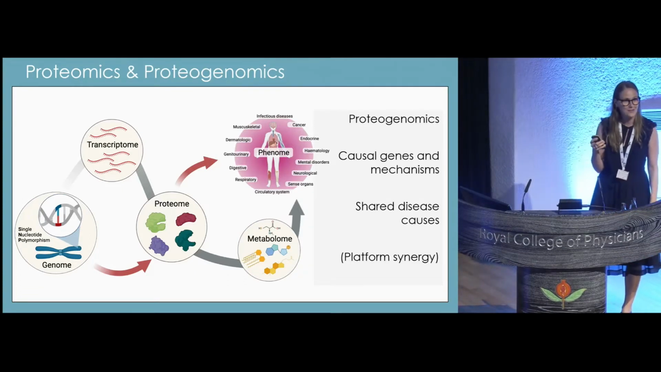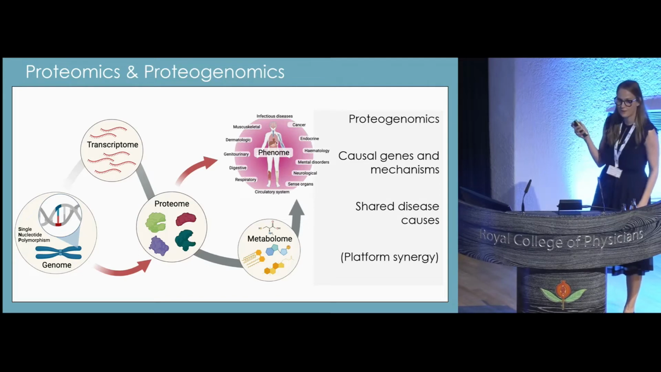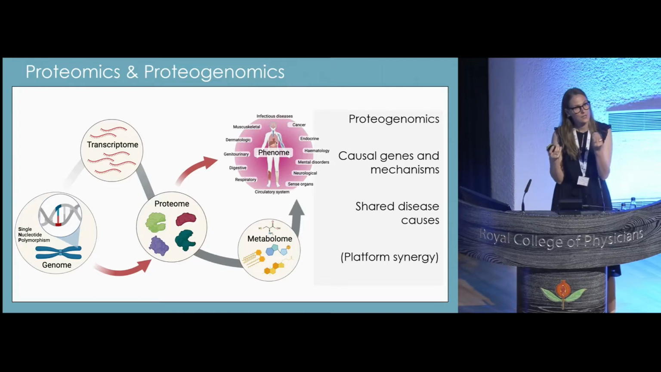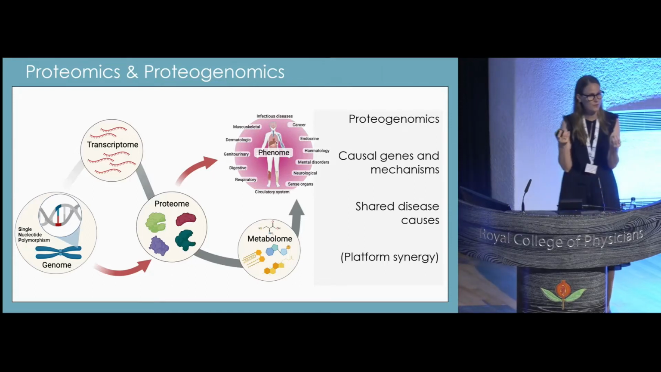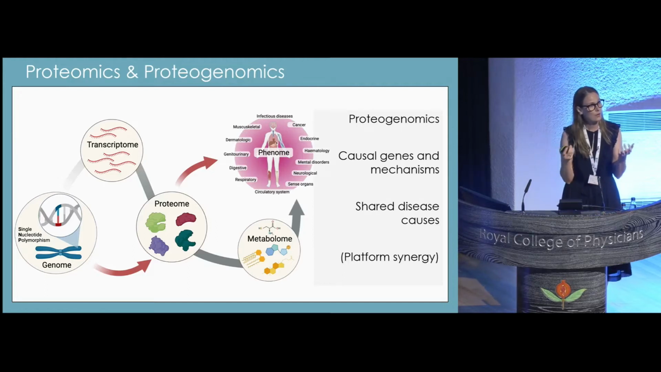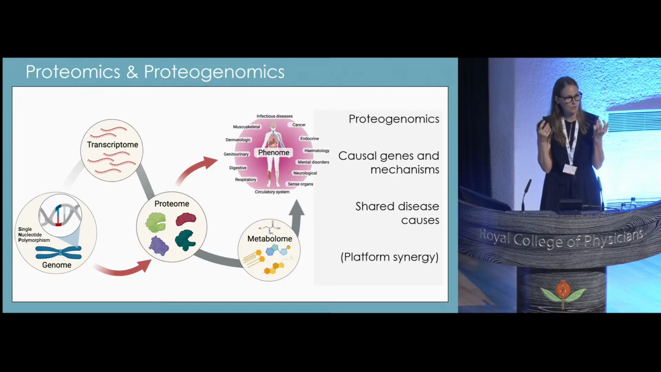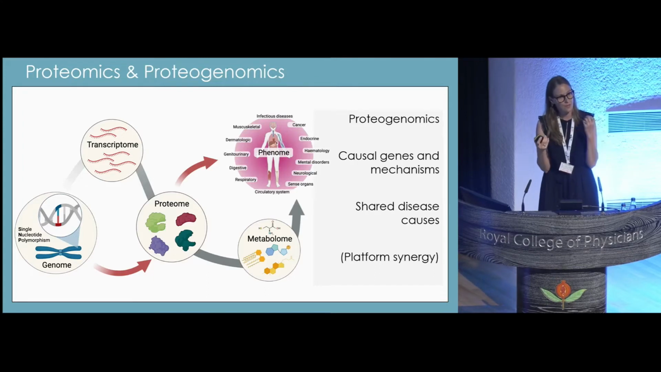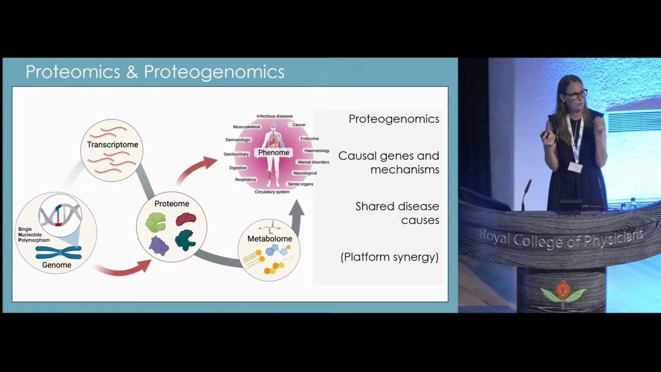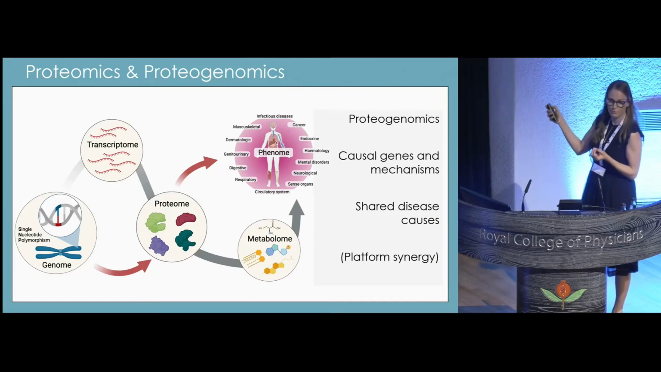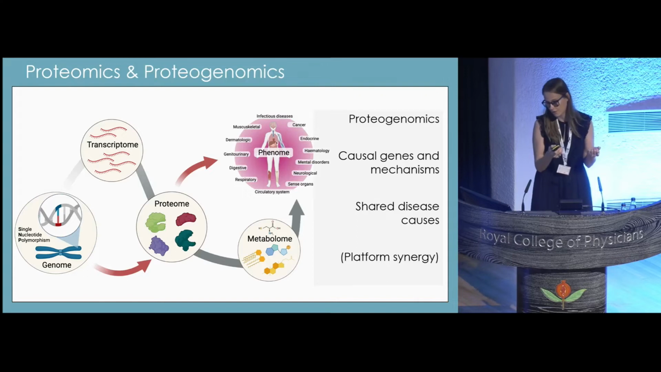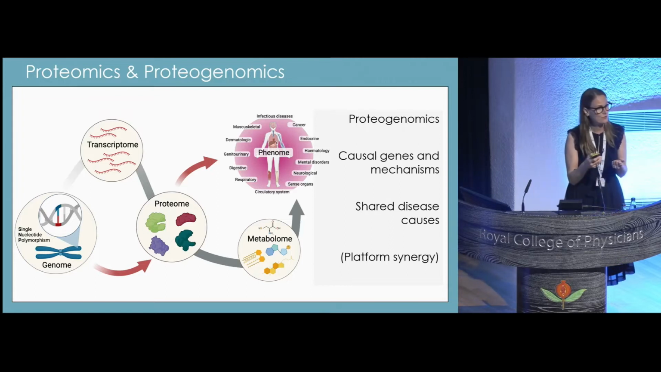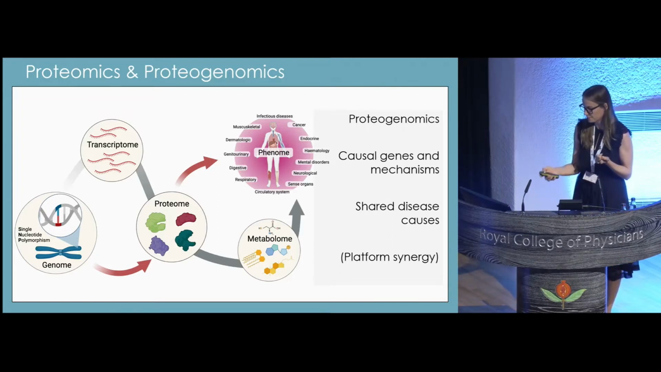In the time that I have, I'll talk about proteogenomics specifically. I'm not a clinical pharmacologist, but many of you may have an interest in specific genes, specific proteins as drug targets. The idea of proteogenomics is to give you some idea about the causal link between genes, proteins, and diseases, as well as the specificity of those associations, which is very important to know and understand if you're considering interfering on that. So the possibilities for proteogenomics are to identify causal genes and mechanisms, and to identify shared disease causes. I'm not going to talk much about platform synergy, just point you to some of the work we have previously done.